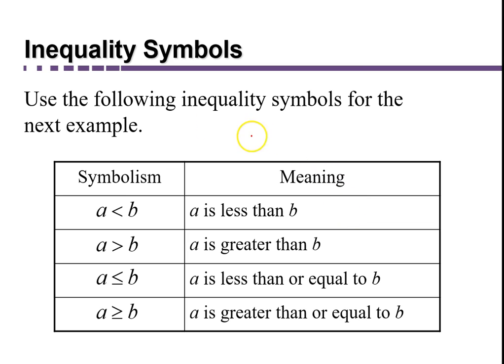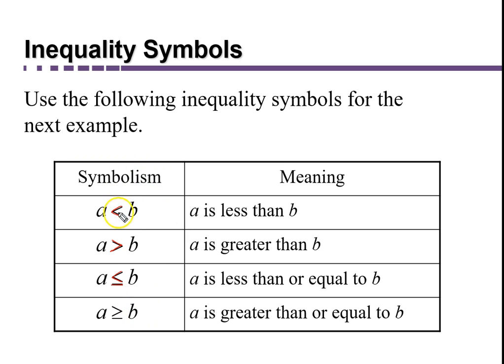And a quick review of inequality symbols as we look at these, and we have had these before. In symbolism, A is less than B. A is greater than B. A is less than or equal to B. A is greater than or equal to B.